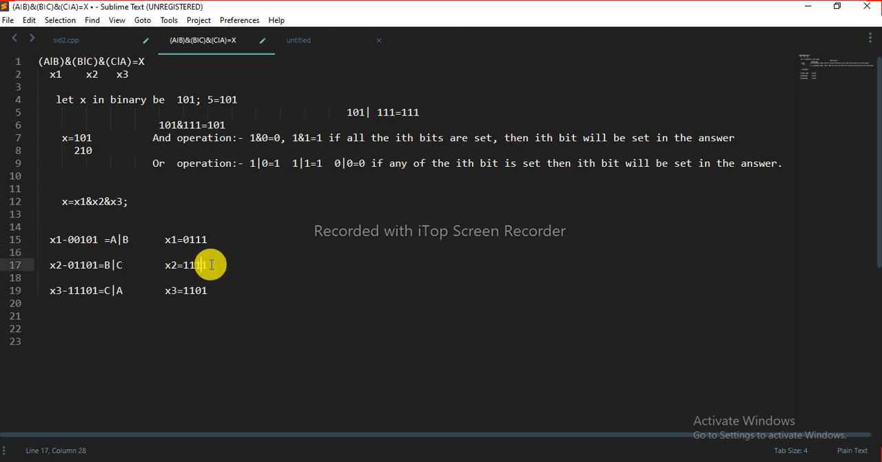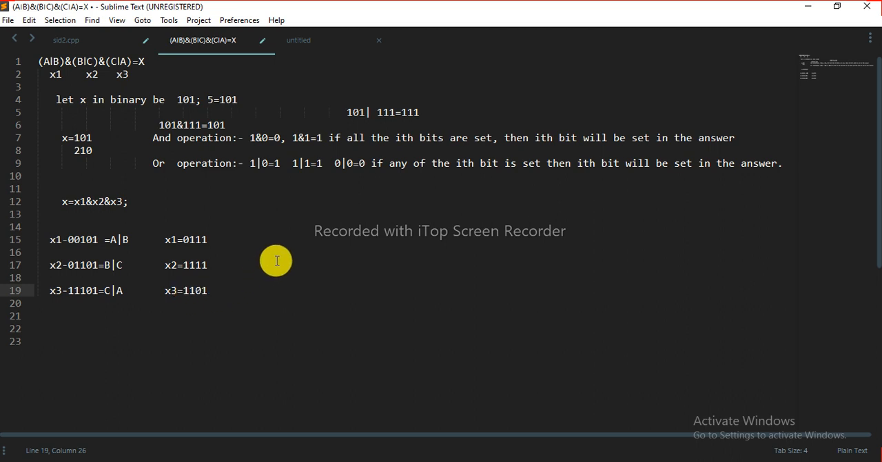If we are taking x2 as 4 times 1 and x3 as 1101, and we do the AND of x1, x2, x3, then also the answer will be 101. So we can say that in x1, x2 and x3, we have to take those numbers in which the 0th and second bit should be set.